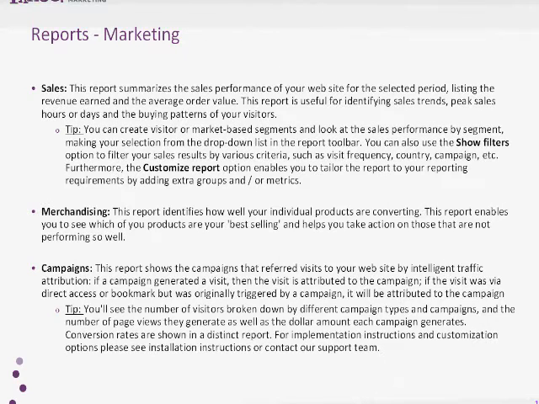Sales reports. This report simply summarizes the sales performance of your website for the selected time period, listing the revenue earned and the average order value. There's a merchandising report that identifies how well your individual products are converting. There's a campaign report. This report simply shows the campaigns that referred visits to your website by intelligent traffic attribution.